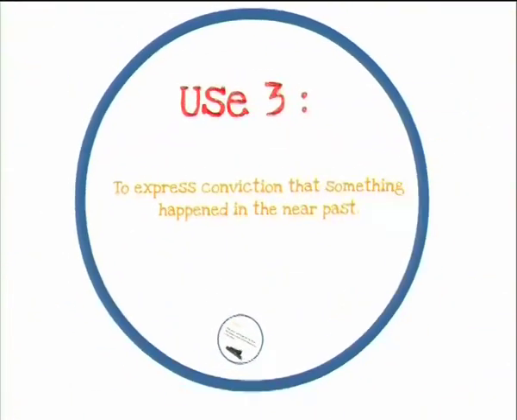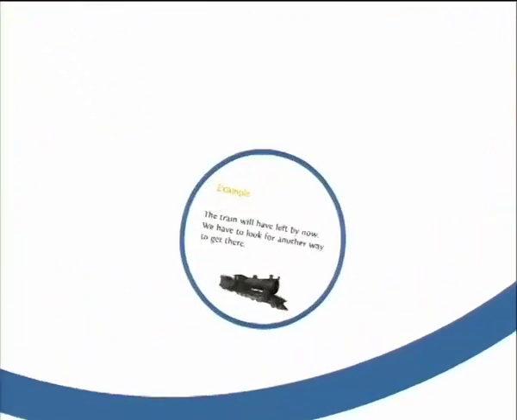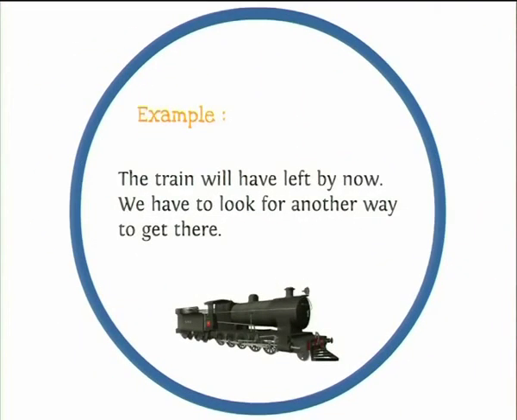With the future perfect, we express conviction that something happened in the near past. For example, the train will have left by now. We have to look for another way to get there. In this situation, I am sure that the train has already left.